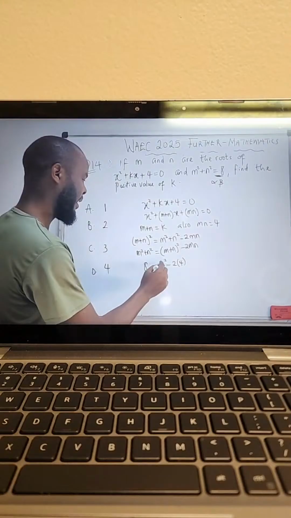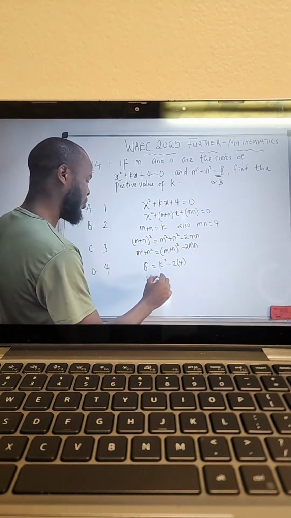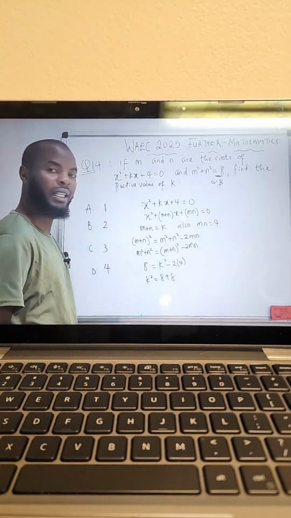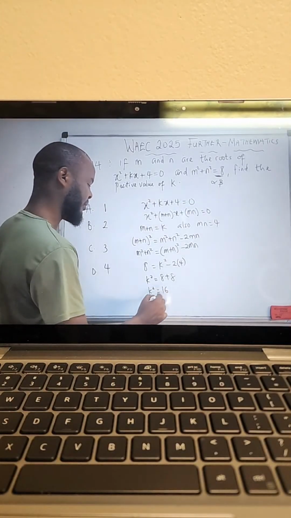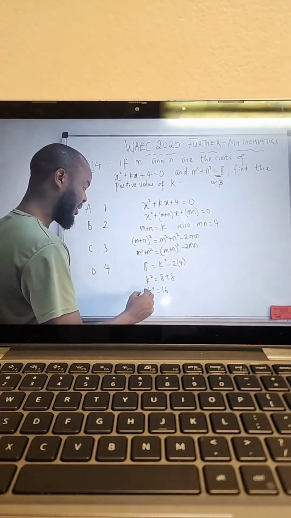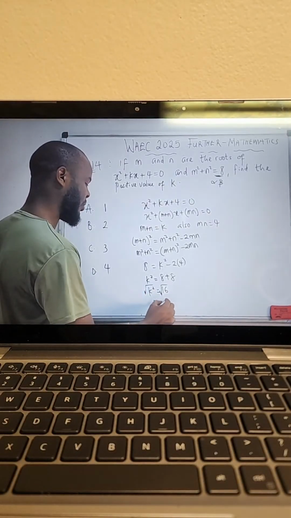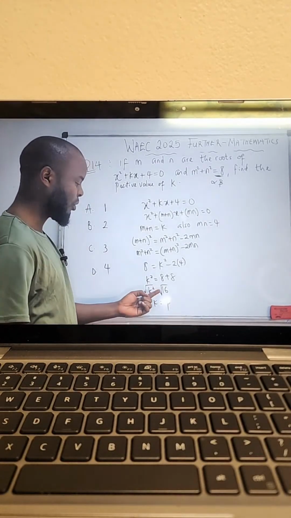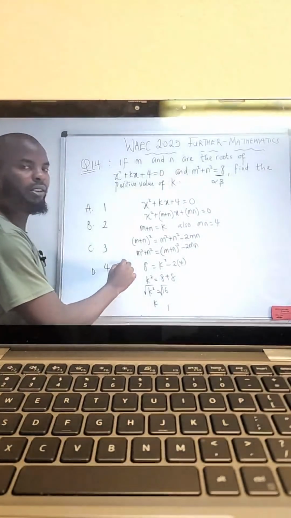Now, here we have our k squared to be equals to 8 plus 8. 2 times 4 is 8. So here we have k squared to be equals to 16. And to get the value of k, just find the square root of both sides. And k equals to what? 4. Because the square root of 16 is 4. So the answer is option D.